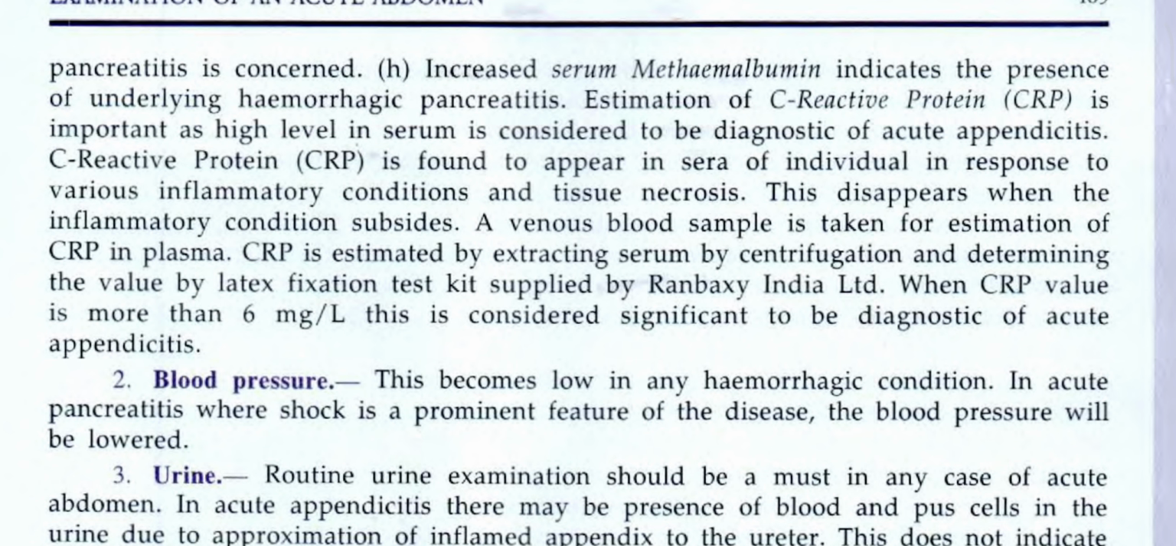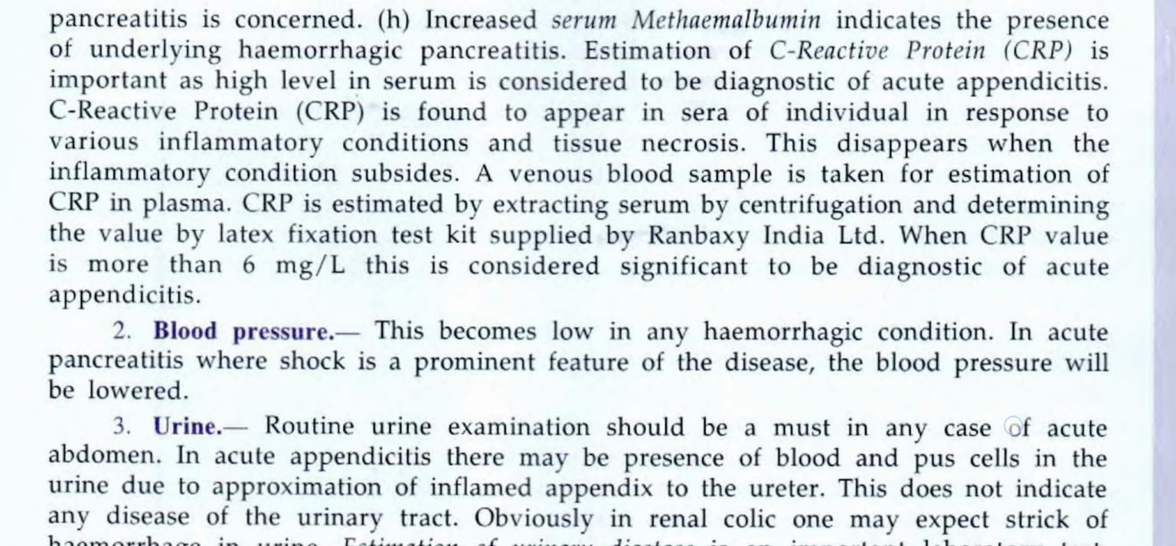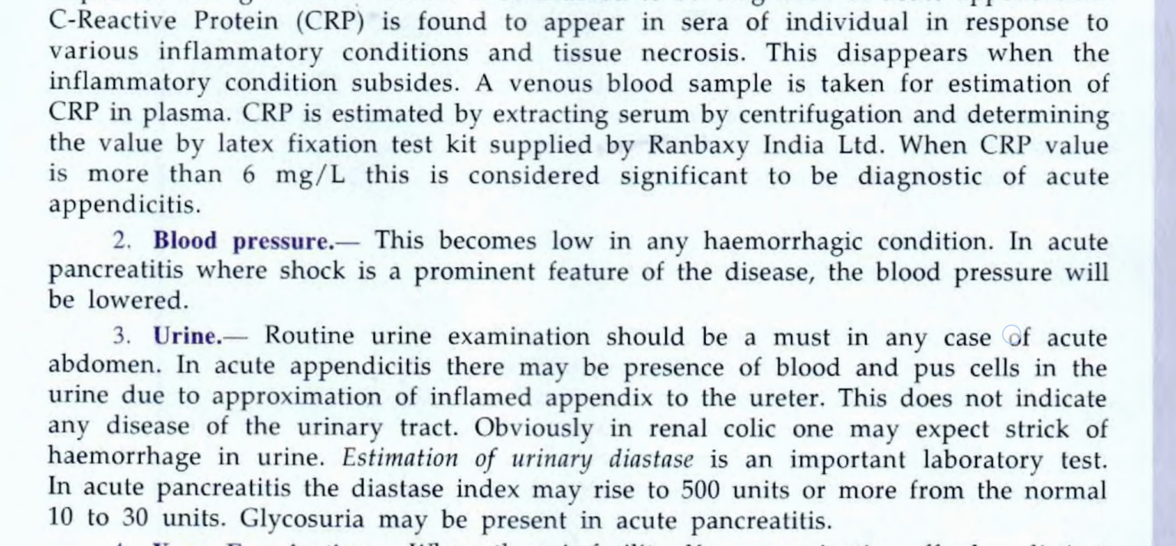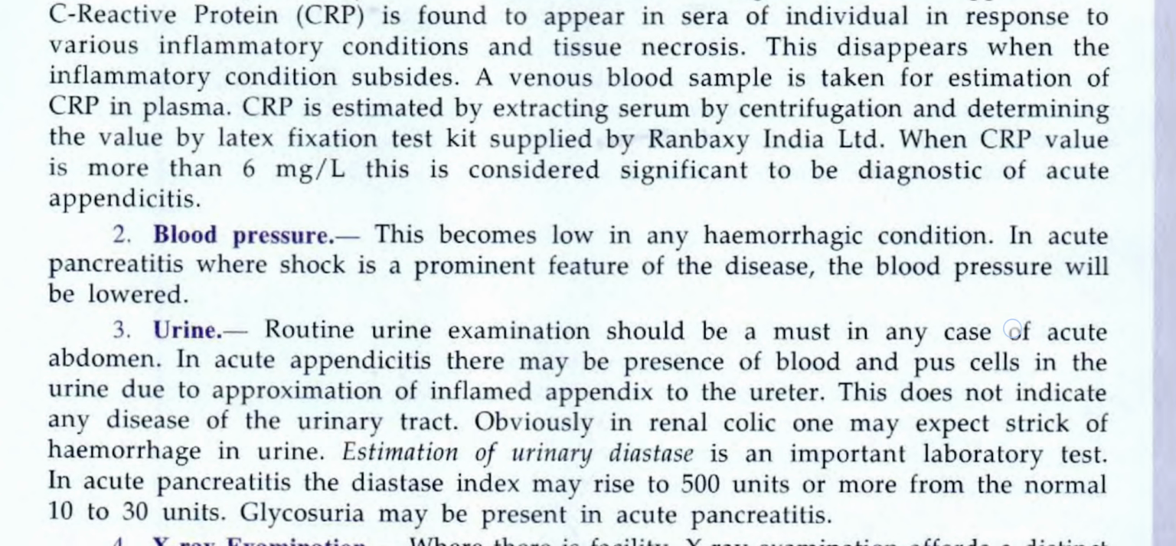Estimation of the C-reactive protein is important, as a high level in serum is considered to be diagnostic of acute appendicitis. C-reactive protein (CRP) is found to appear in the sera of individuals in response to various inflammatory conditions and tissue necrosis. It disappears when the inflammatory condition subsides.